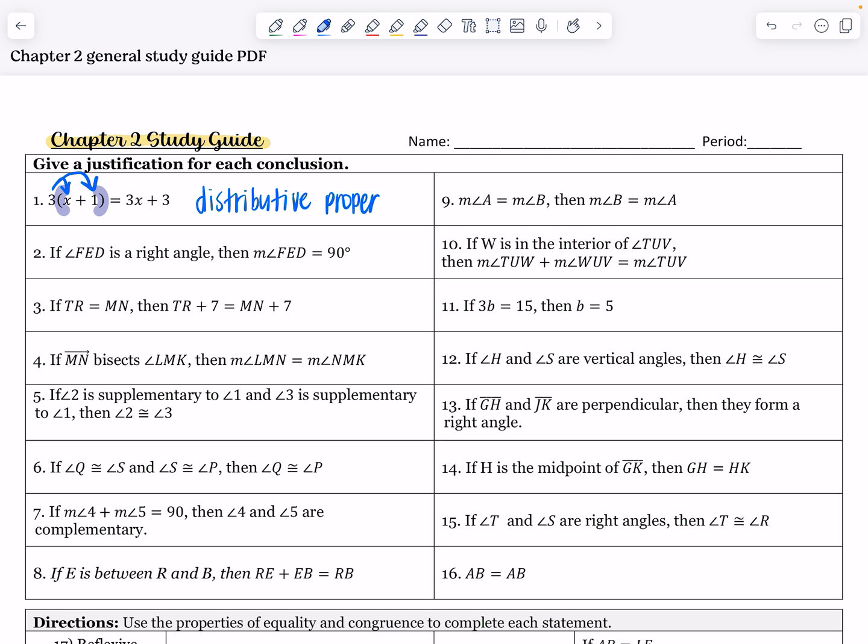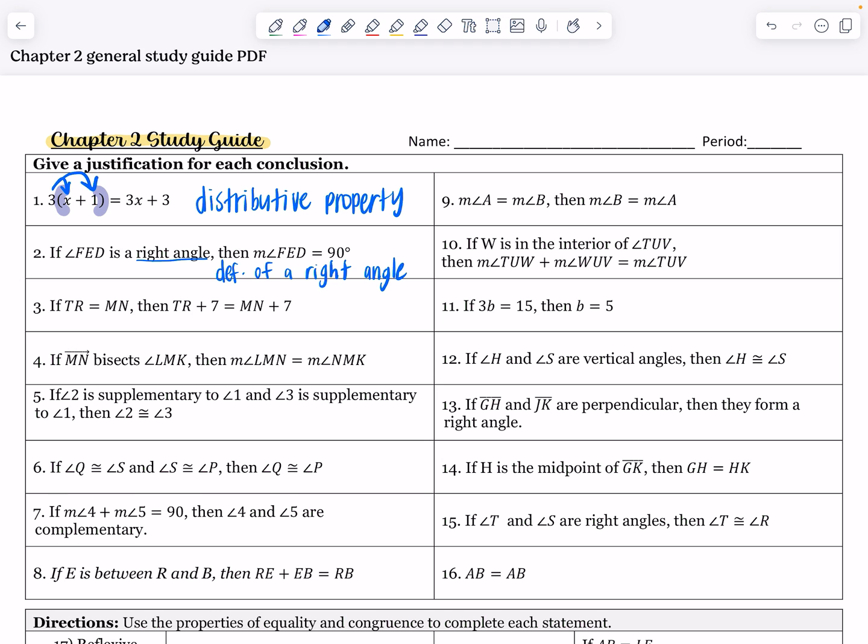All right, let's look at what is happening on number 2. It says angle FED is a right angle. It throws a vocabulary word at you. Then it says if then. So if it's a right angle, then it measures 90 degrees. Okay, that is going to be by the definition of a right angle. If it is a right angle, it measures 90 degrees. Anytime it uses a vocabulary word, it is usually doing that for a reason. So that's going to be by the definition of a right angle.